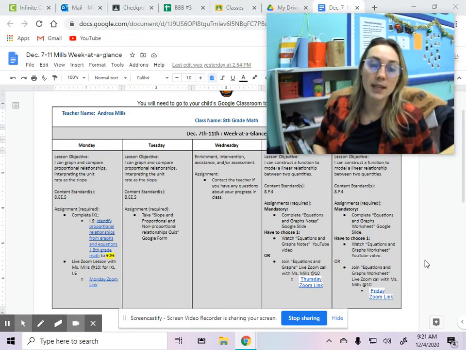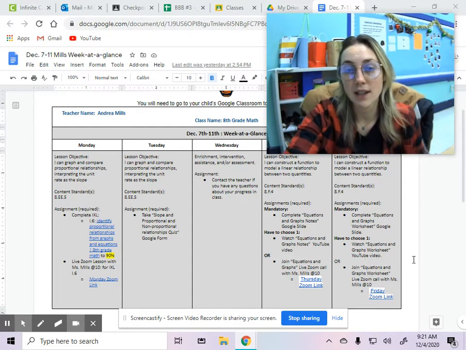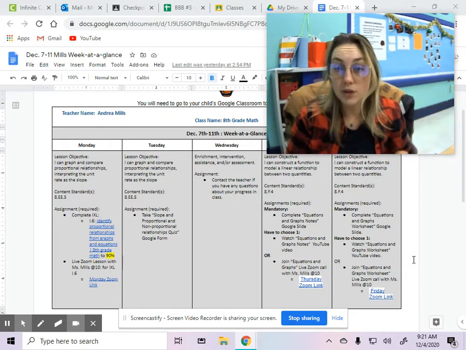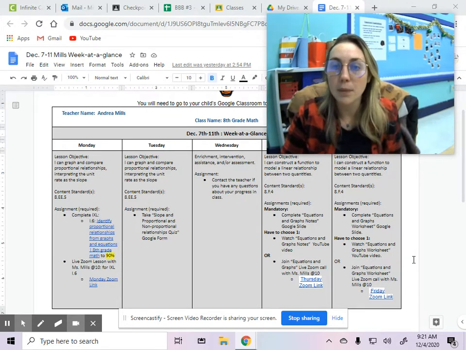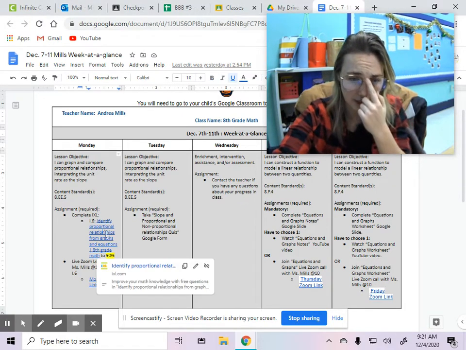The IXL that you have to do on Monday. It is IXL I.6, and you have to complete it to 90%. And all it basically is, you just got to use your notes from last week to figure out if a graph is proportional or not, or if an equation is proportional or not. So let's go ahead and do this.